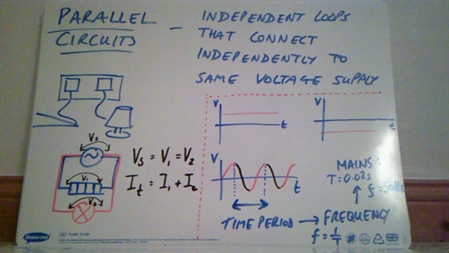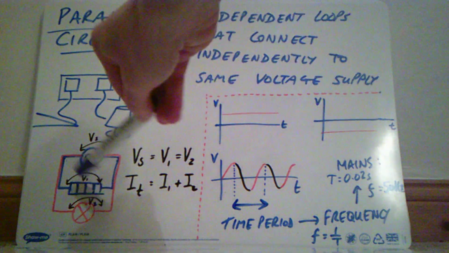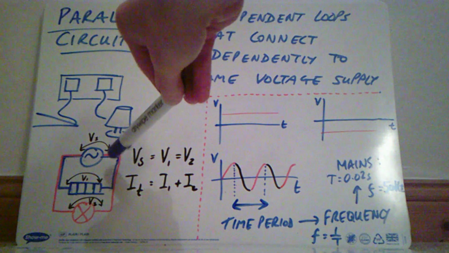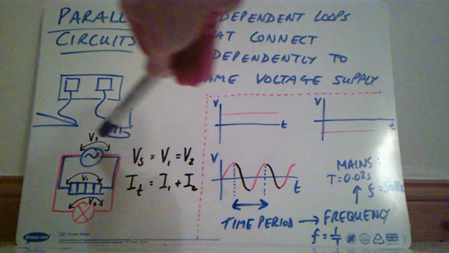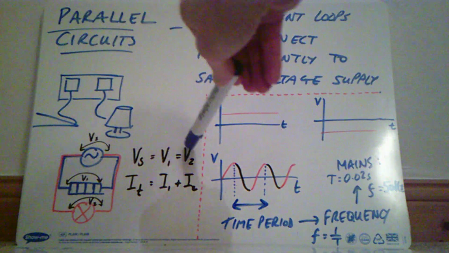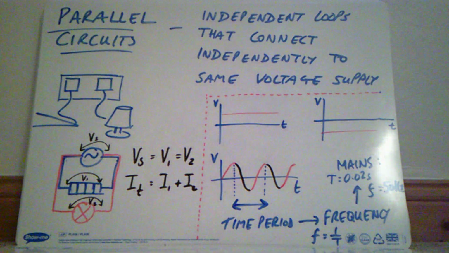So it kind of makes sense then that if they have independent connections to the same voltage supply, each of those independent loops has the same voltage push as the voltage supply. So here, supply voltage Vs equals voltage across loop 1, which equals voltage across loop 2. Another way of thinking about this is all electrical appliances which you may buy for the home are designed to work with 230 volts, which is mains voltage. So everything's plugged into the mains in parallel, everything gets 230 volts.